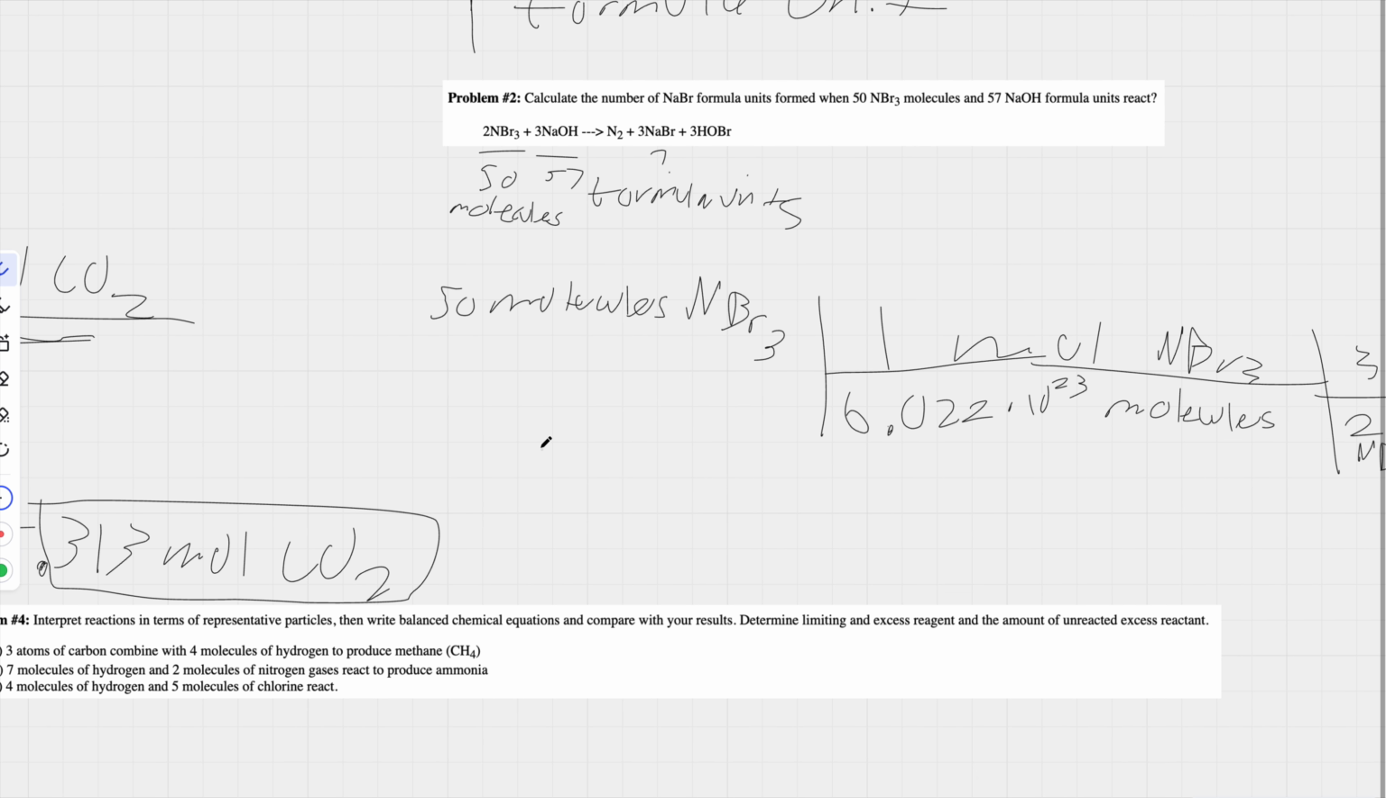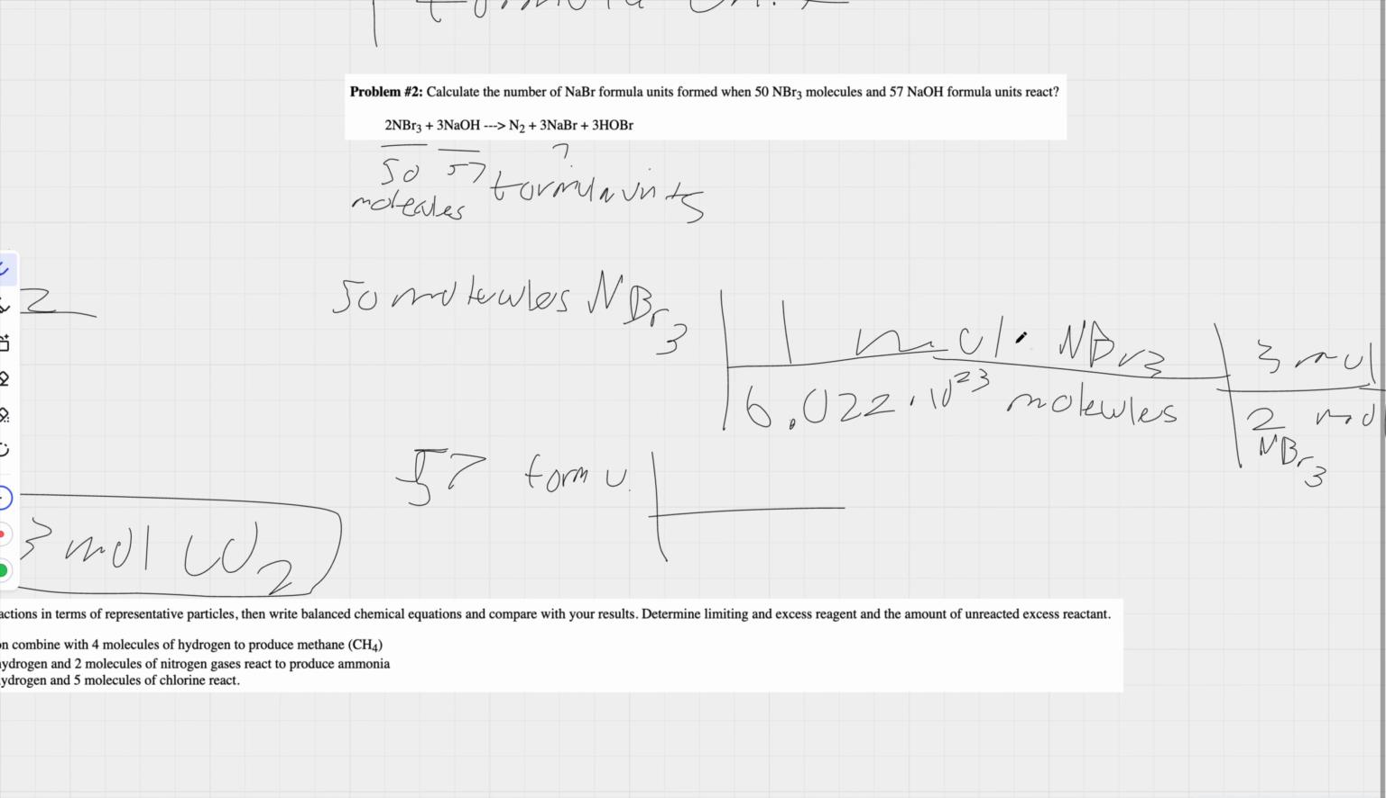Yeah, hydroxide. So now we get 57 molecule units, or formula units. Hold on, I'm just going to abbreviate it as FU. Never mind, I'm not doing that. I'm going to write form units. Okay, so now we do the exact same thing from up here. So we have 1 mole.